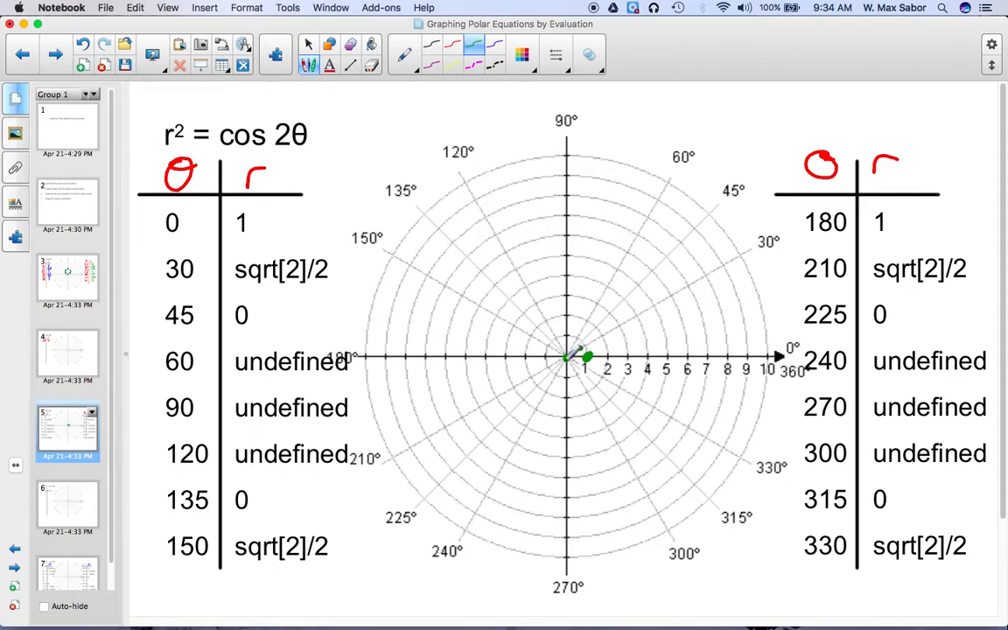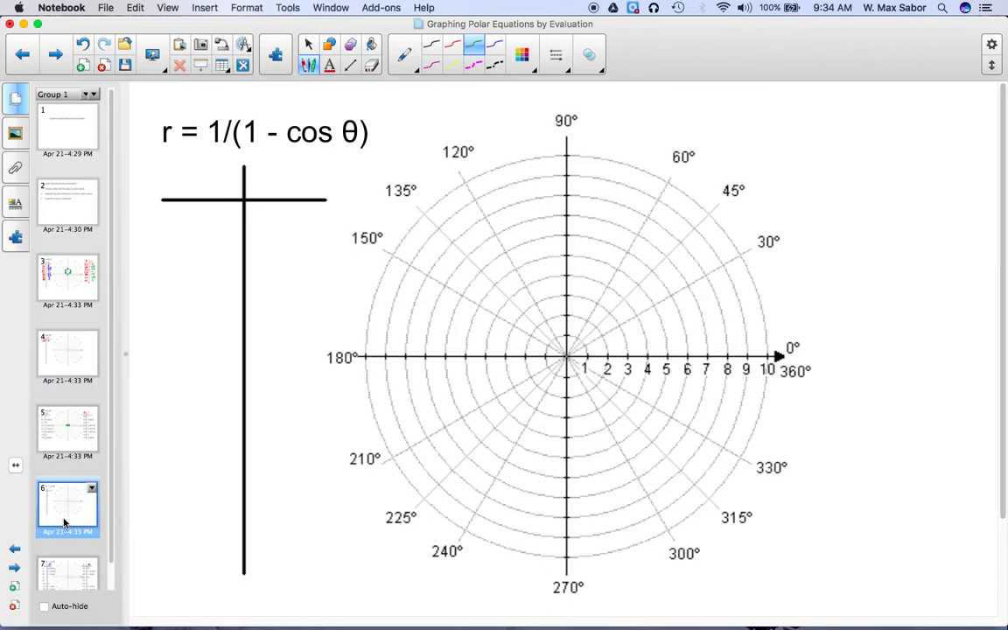And then at 135 it's 0 again, then root 2 over 2, then 1 at 180, and then root 2 over 2. So now we're over here, and then 0. And then undefined between 240 and 300. At 315, it's 0. At 330, it's root 2 over 2. So we get this interesting shape. Kind of like an infinity sign.